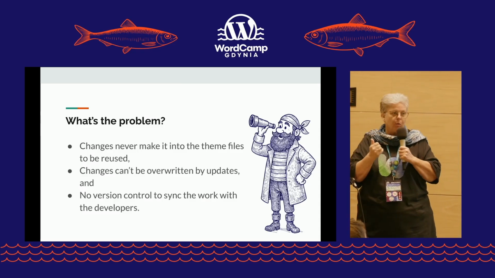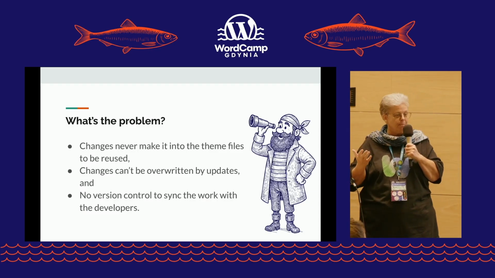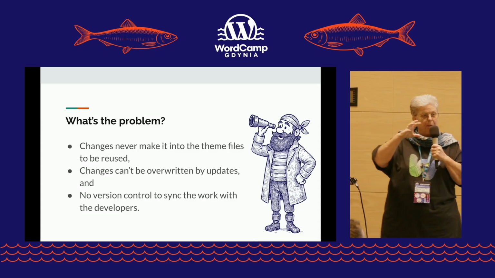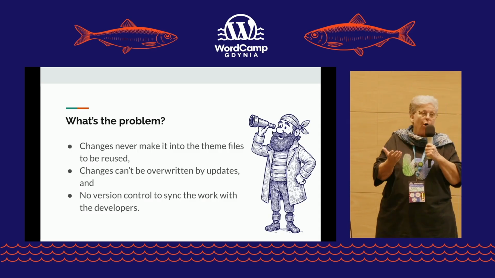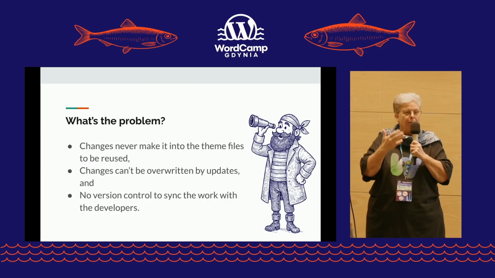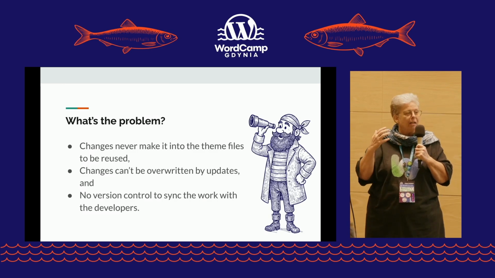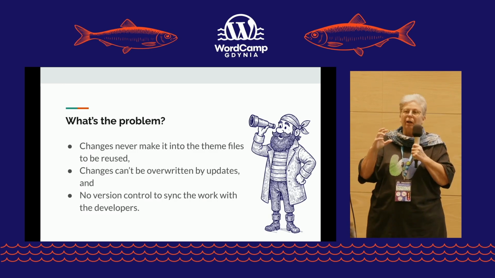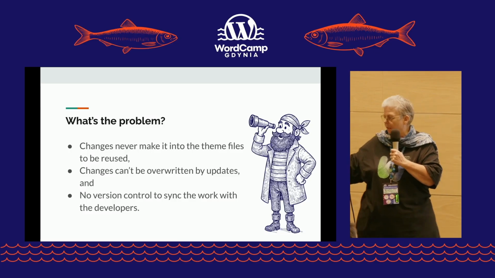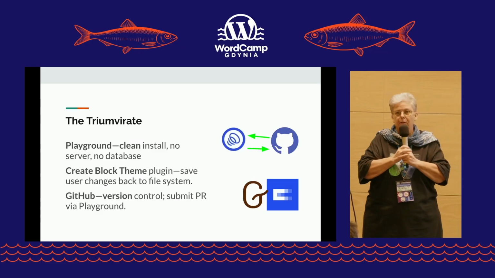And then the next one is there's no version control. If designers and developers work together on a theme and the designer used the site editor to make changes, and the developer is still working with code and theme JSON and the templates, there is no version control. How do you get it in there? The process that I'm going to demonstrate here gives you a way out of that particular problem, using three tools together.